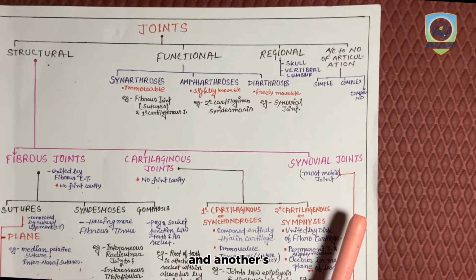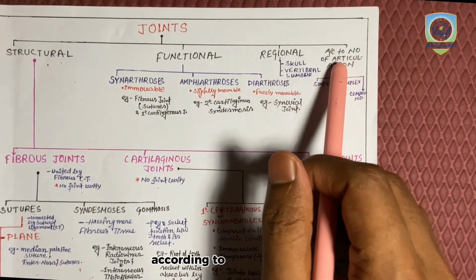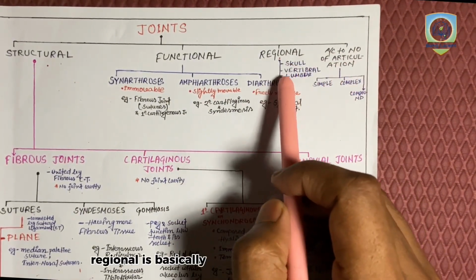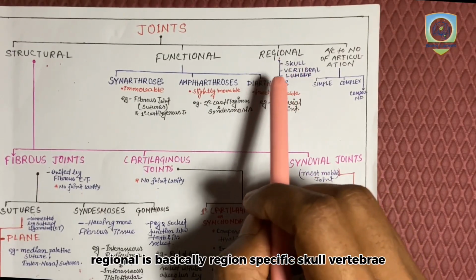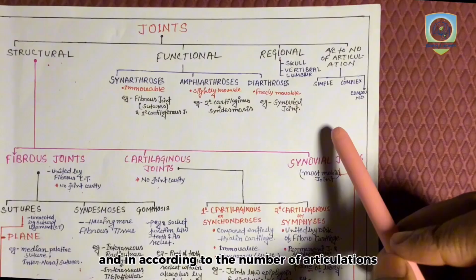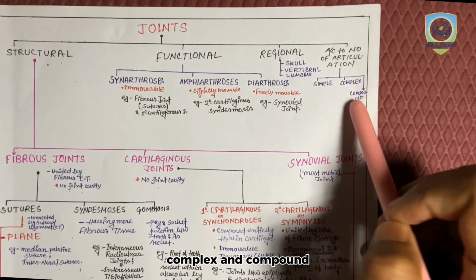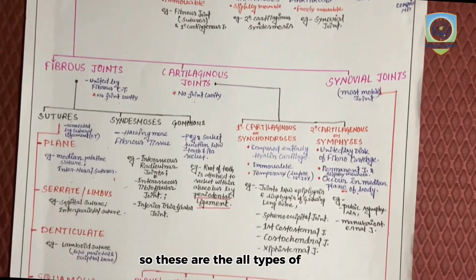Another minor type of joint classification is regional, according to articulations. Regional is region specific: skull, vertebral, lumbar, etc. And according to the number of articulations, there are three types: simple, complex, and compound. So these are all the types of joints.